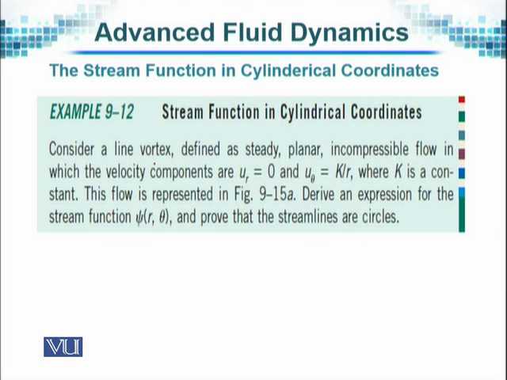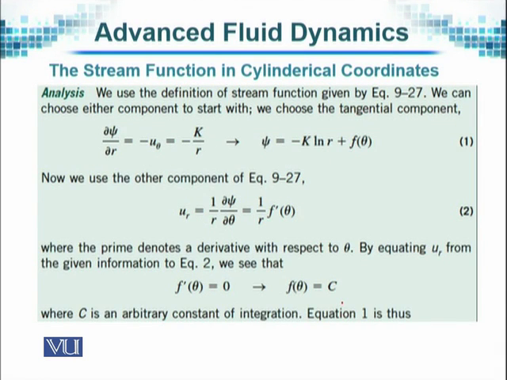The flow field is given to us. The radial component has been given to be 0, whereas the angular component is inversely proportional to radius. So the velocity component u theta decreases as r increases, but it becomes very large as r decreases, because k is simply a constant, therefore u theta is proportional to 1 by r. R is the radius.